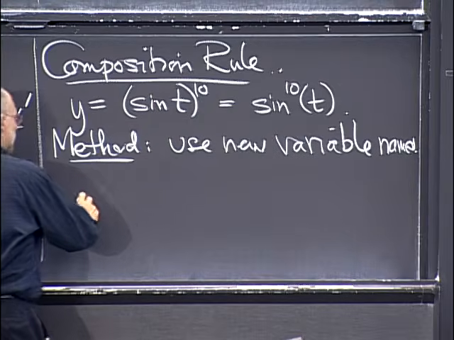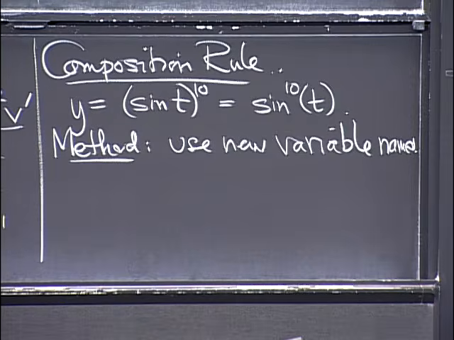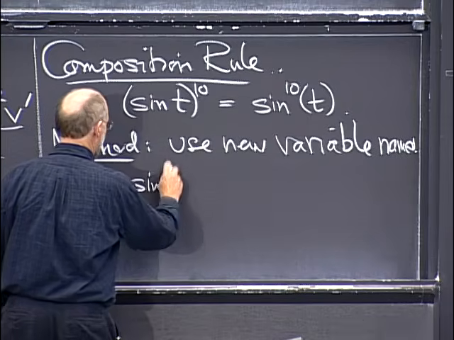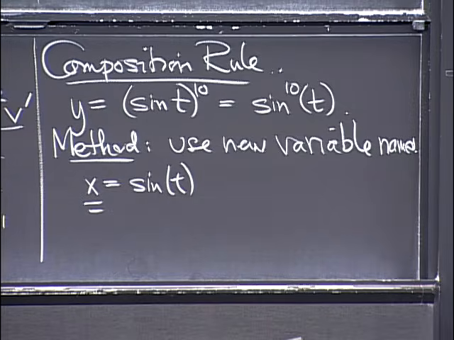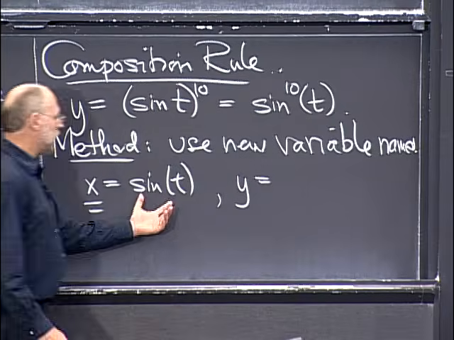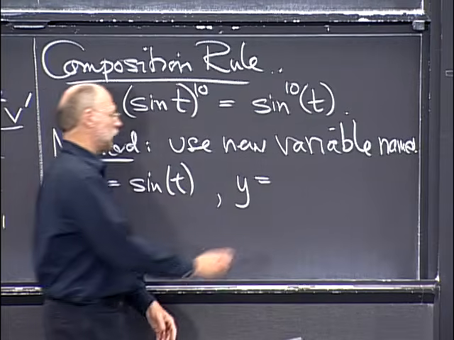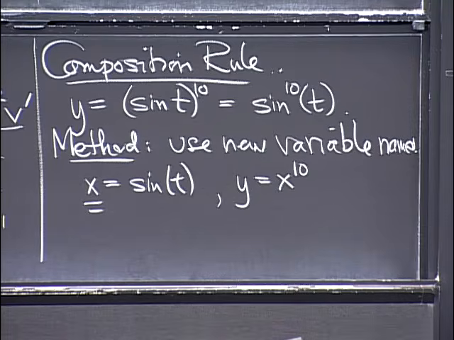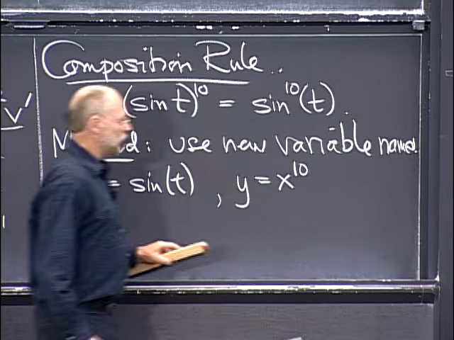What I mean is, I can think of this sine of t raised to the 10th power as a 2-step process. First of all, I compute the sine of t, and let's call the result x. There's the new variable name. And then I express y in terms of x. So y says take this and raise it to the 10th power. In other words, y is the function x to the 10th power. And then you plug x equals sine of t into that, and you get the formula for what y is in terms of t. So it's good practice to introduce new letters when they're convenient, and this is one place where it's very convenient.